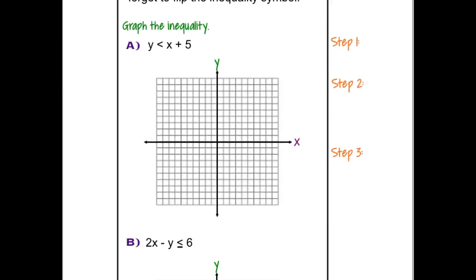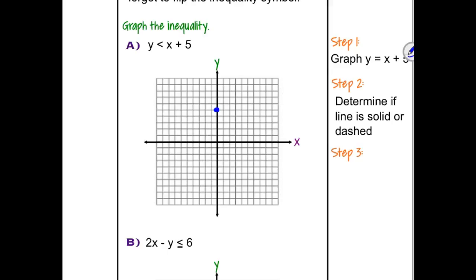We want to first graph, I gave you a simple one. So our first step is going to be, we're going to graph y equals x plus 5. Then we need to determine if the line is solid or dashed, and then we'll get to the next piece that makes it an inequality. So I look here, x plus 5. The 5 tells me that I have a y-intercept of 5.